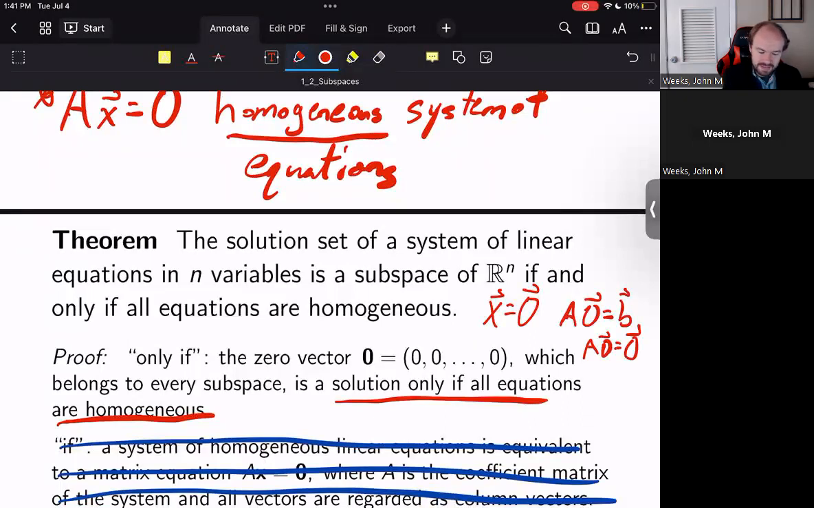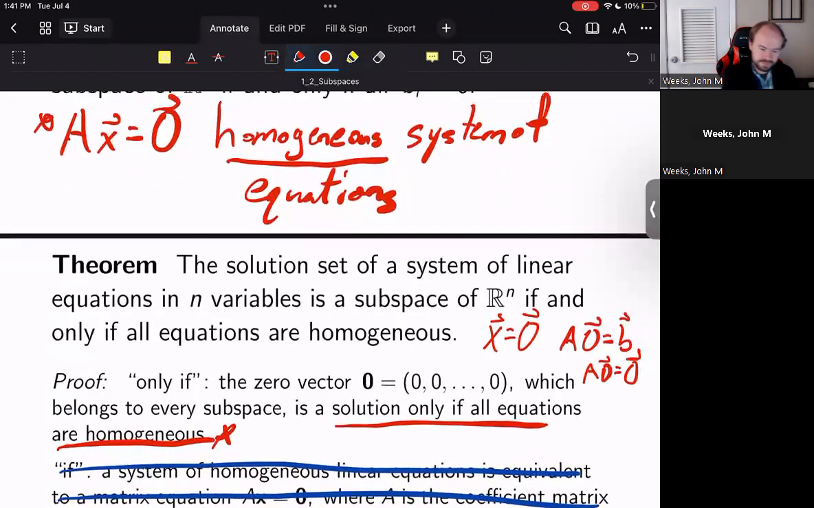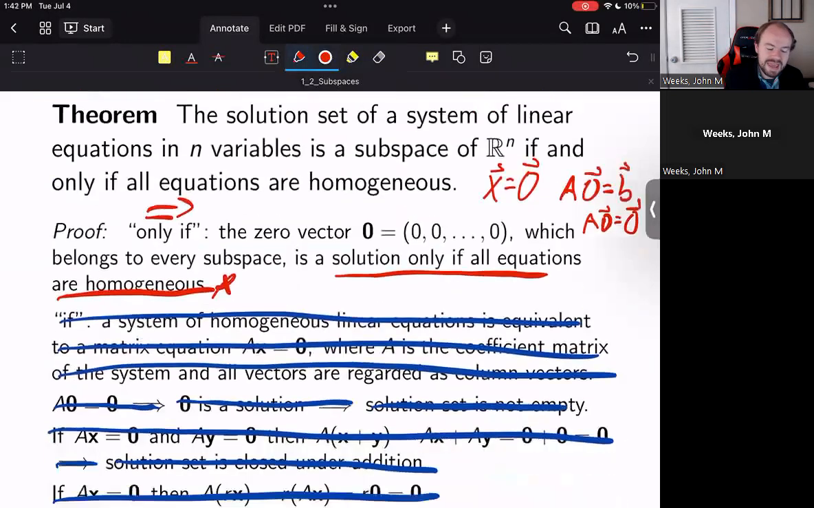That tells us that, for example, all of the entries in b have to be 0. That's exactly what we mean when we say these equations are homogeneous. So we have proven this direction. If something is a subspace, every b value must be 0. Now the if direction.